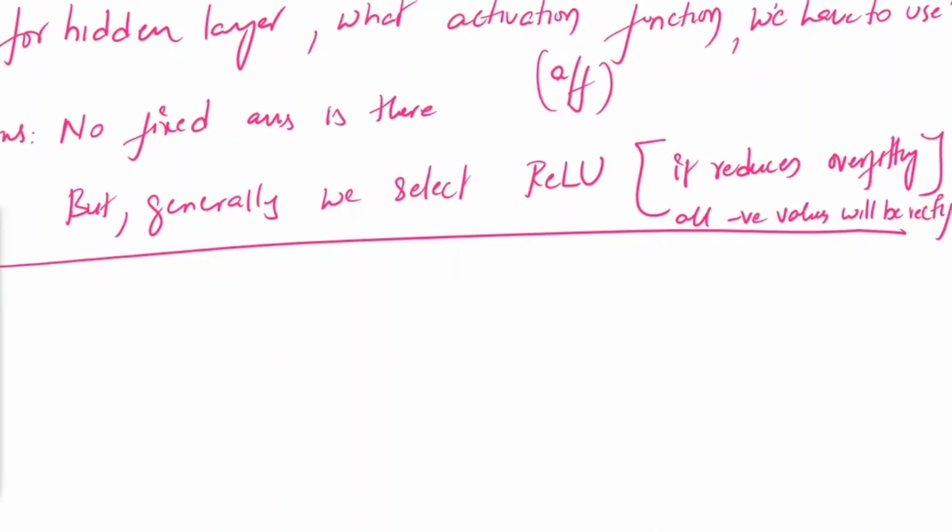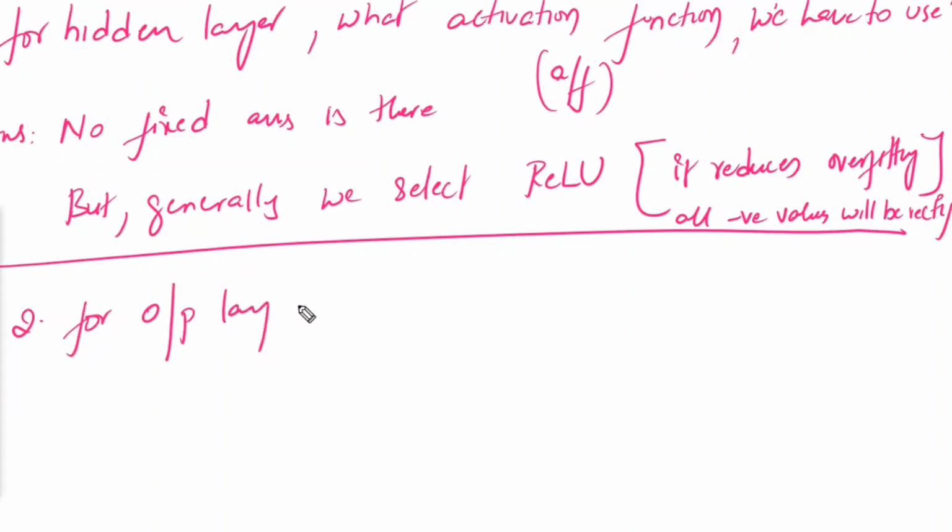Rectified means whichever neurons give negative values, whichever are the bad neurons, those neurons will be automatically dropped. It will not consider those neurons. So rectification is done automatically. Whenever we get a bad answer, it automatically does the rectification. That is the reason we go with ReLU as the activation function. But at the same time, it is not compulsory.